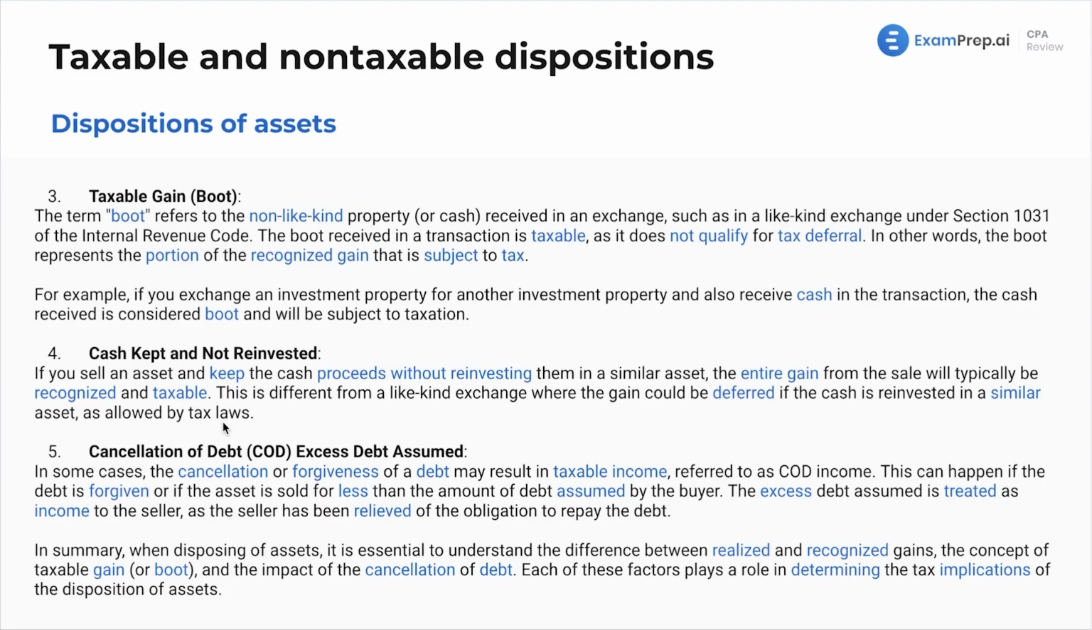Next up, cancellation of debt, excess debt assumed. In some cases, the cancellation or forgiveness of a debt may result in taxable income referred to as COD or cancellation of debt income. This can happen if debt is forgiven or if the asset is sold for less than the amount of the debt assumed by the buyer. The excess debt assumed is treated as income to the seller as the seller has been relieved of the obligation to repay the debt. This is similar to a concept we see in individual taxation. How if you owe a credit card company $5,000 and they say, all right, we realize you can't pay it, you're facing possible bankruptcy.